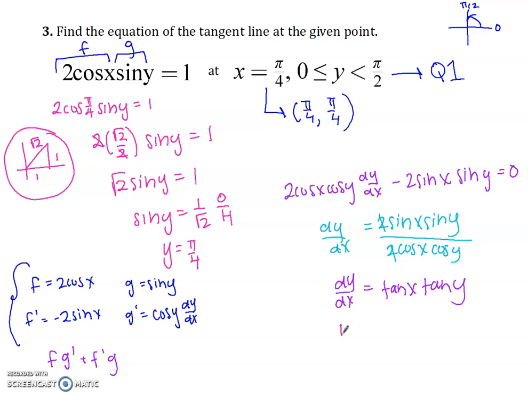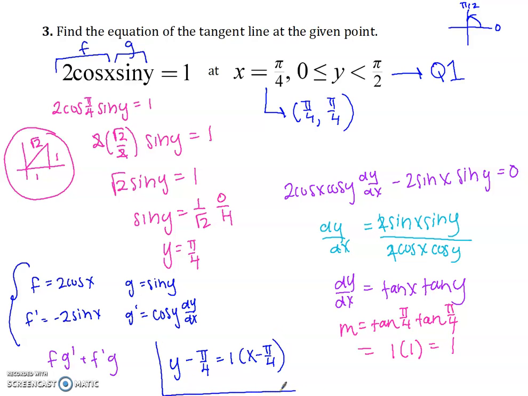So then when I go to find the slope, I'll do tangent of x, which is pi over 4, and tangent of y, which is also pi over 4. So I can go back to this angle. So tangent is opposite over adjacent, so that'll be 1. That will also be 1, making my slope 1. So I will have y minus y1, so y minus pi over 4 equals 1 times x minus pi over 4.